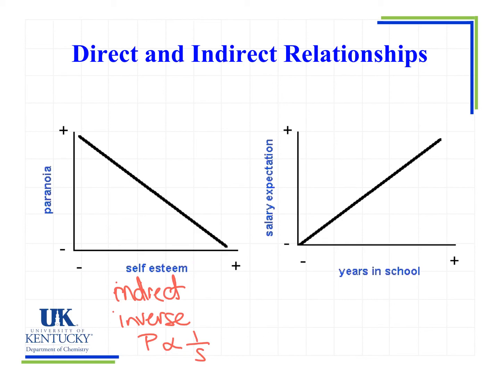On the other graph, what we see here is a direct relationship. As the years in school increase, our expectation of a salary would also increase. The way to show this in a mathematical equation is, in this case, salary is proportional to years in school. The proportional symbol doesn't mean those two things are equal to one another. It just means they're proportional to one another. And we'll see some specific examples of this when we look at the gas laws.